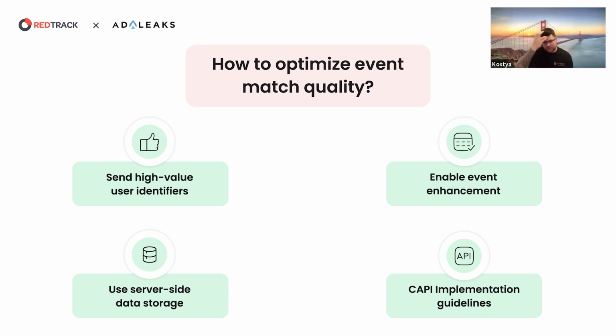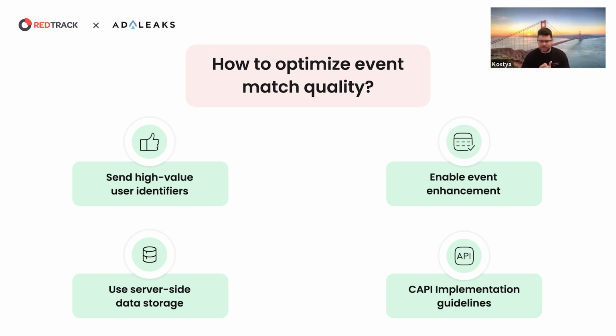So maybe to summarize what we talked about, I wanted to present in broader categories how to optimize event match quality. First of all, as we discussed with Justin, you need to send high-value user identifiers: email, phone, name, surname, all the possible data which you can capture, the full list is on Facebook. Then definitely, in order not to get into a situation where the data is not captured properly or lost, it's better to use server-side data storage, which allows you to capture the data immediately from the website to your server and then pass it via the conversion API protocol to the ad platform.